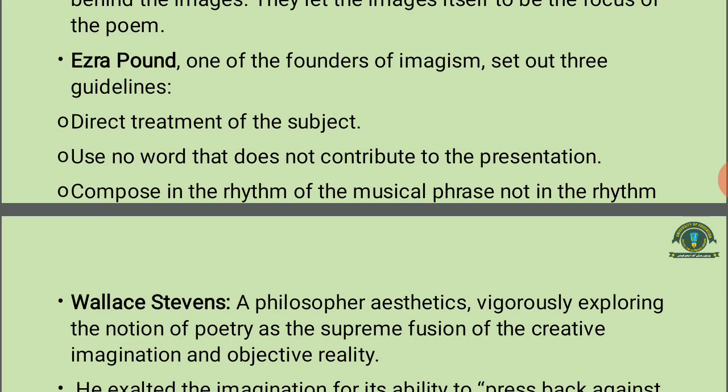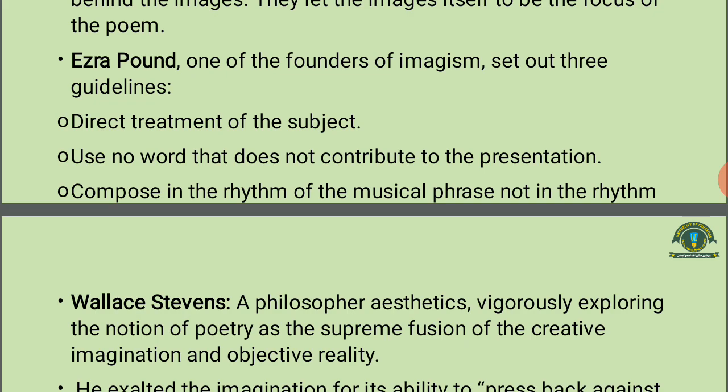When you have to deal with a subject, you have to be very straightforward. Instead of talking about the devices and other things that basically deviate the readers from the main focus, our direct treatment of the subject is basically necessary. You must focus on the central things instead of the other ideas, instead of the other themes.